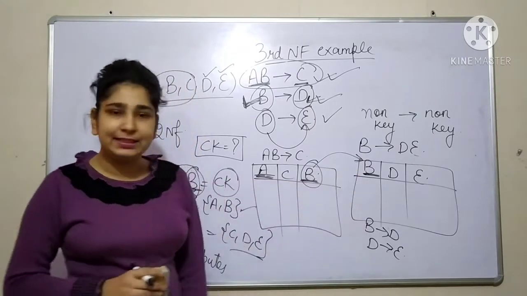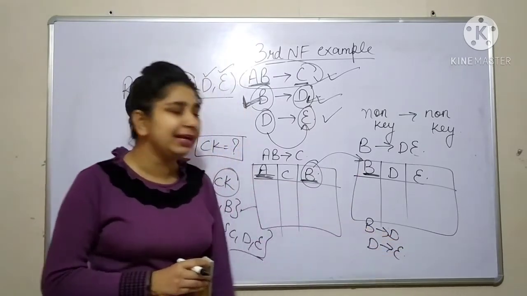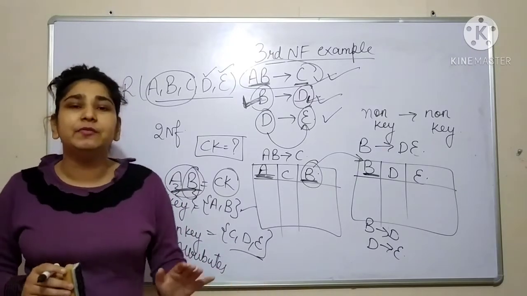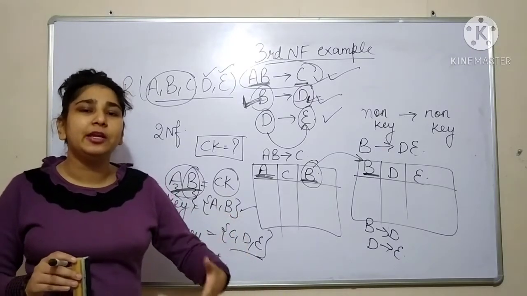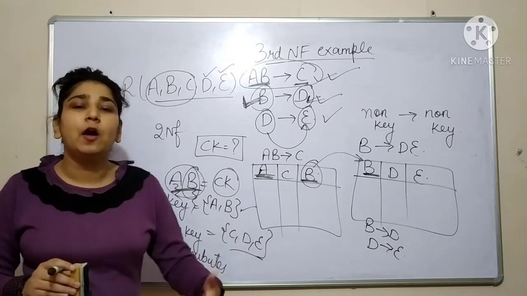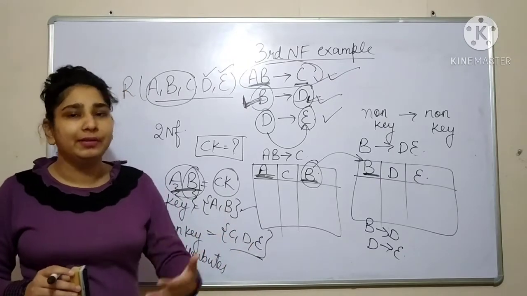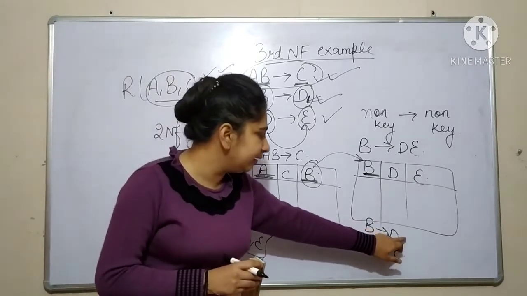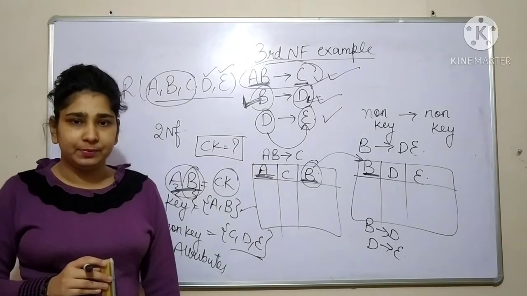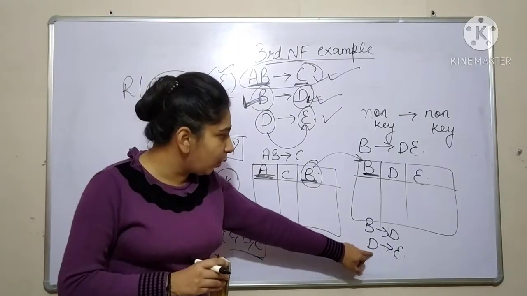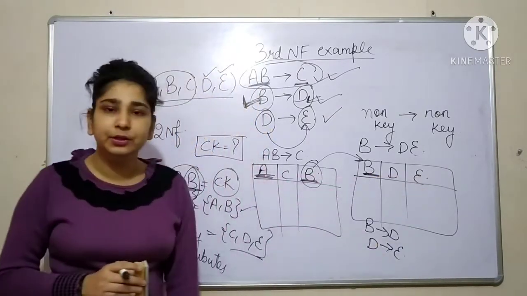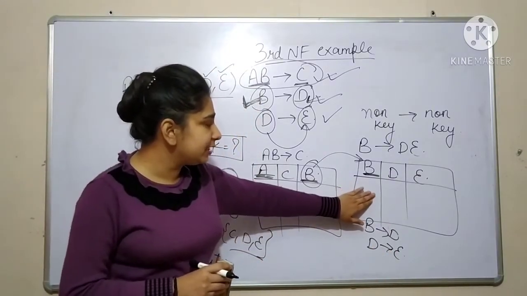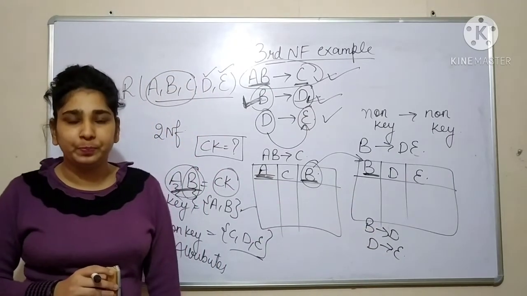So B is my candidate key. It is determining a non-key attribute. It is in the second normal form. Okay. A relation is not in the second normal form when part of the key is determining a non-key attribute. But in this, your complete key is determining a non-key attribute. Okay, and this non-key attribute is determining a non-key attribute. So, if you look at it, this relation is also in the second normal form.